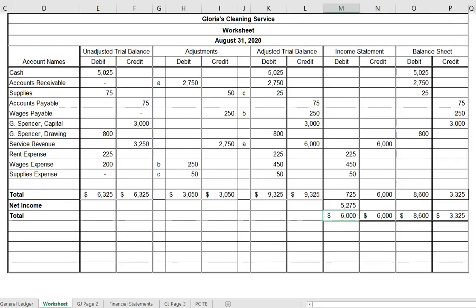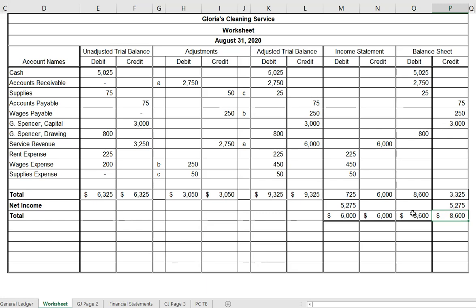All right, let's move over to the balance sheet column. So if our net income is a debit for the income statement, it's going to be a credit for the balance sheet, okay? Because we will add that net income to our capital account at some point.